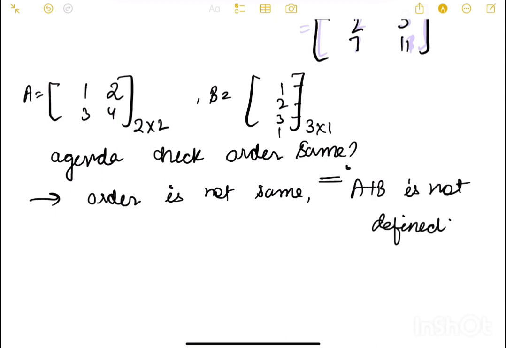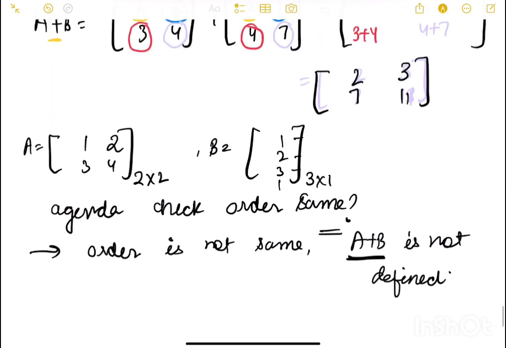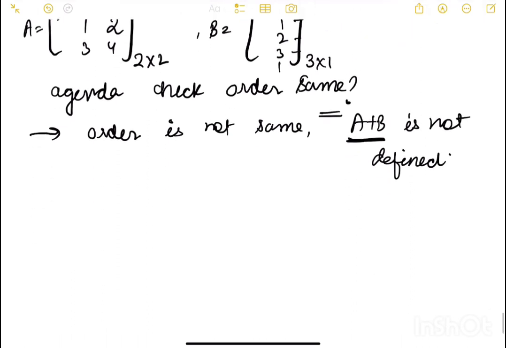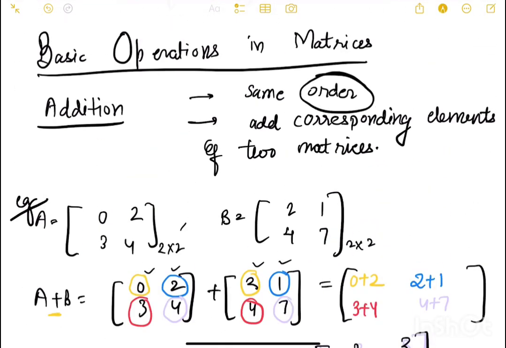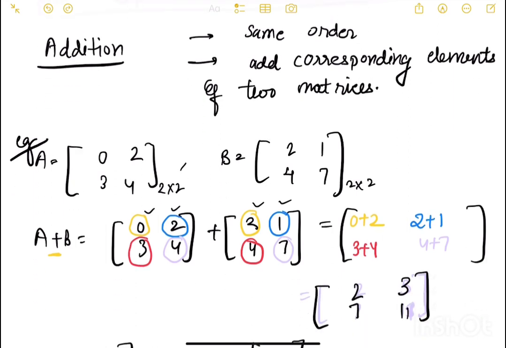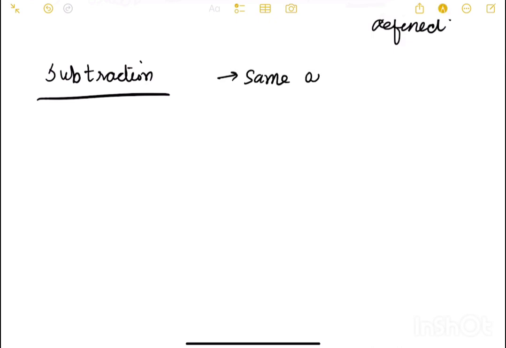Isn't it pretty understood that the two matrices cannot be added because the corresponding elements cannot be added? So it is very important to focus on the order. First of all, order is an important aspect, after which we just add the corresponding elements. Now let us come to our next basic operation, which is subtraction. Again, it works on the same basis as addition: we have to check whether the order is the same, and we subtract the corresponding elements, as before we simply added them.